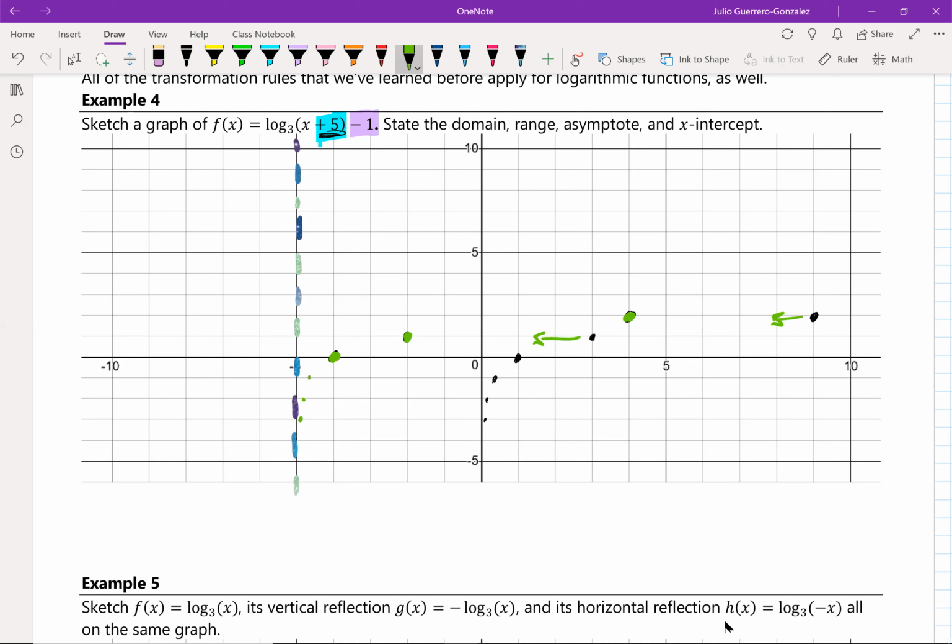And then finally, what's the minus 1 do? You have to shift it down 1. Right. This is the one where we shift down, right? So we have our new points. We're going to move those down.